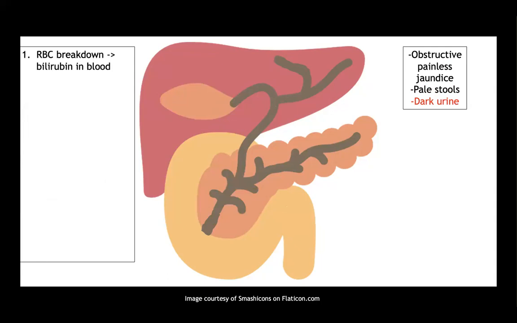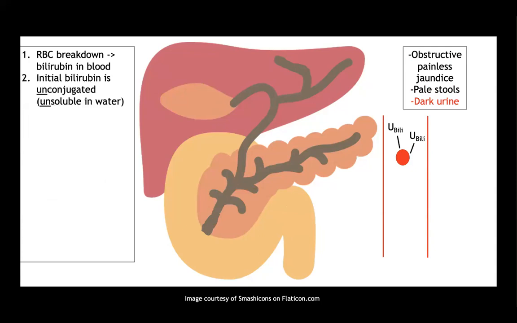For dark urine, what's going to happen here is that under normal circumstances, our red blood cells break down into bilirubin in our blood. And this bilirubin is unconjugated. So if this bilirubin tries to escape, it's going to get stuck in the kidney and secreted back out into the bloodstream. And I remember unconjugated bilirubin as being water insoluble to remind me that it cannot be excreted with the kidneys because the kidneys need water soluble compounds to be excreted.